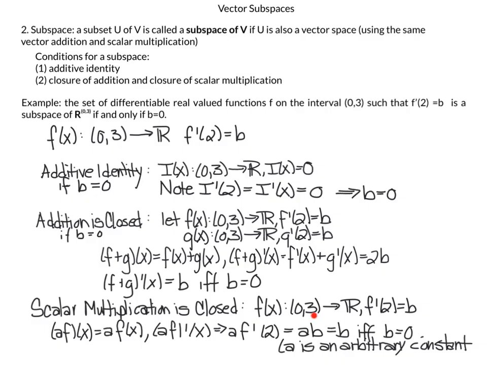And in order to be part of our subset, the derivative evaluated at 2 needs to be equal to b. So this is only true if b is equal to 0, because remember, a is an arbitrary constant. It's not a specific constant, but any constant times a equals b is only true if b is equal to 0. So here we have shown that this subset is a subspace only if b is equal to 0. So what we have shown is the set of differentiable real-valued functions f on the interval 0, 3, such that f prime of 2 equals b is a subspace of R to the 0, 3.